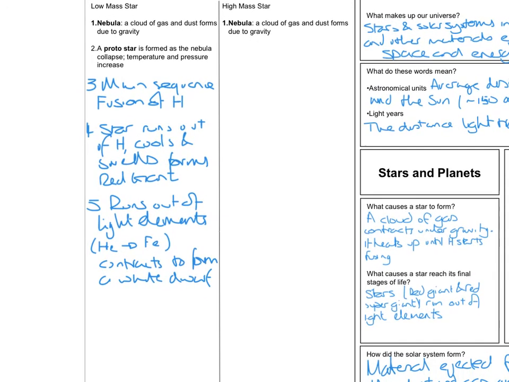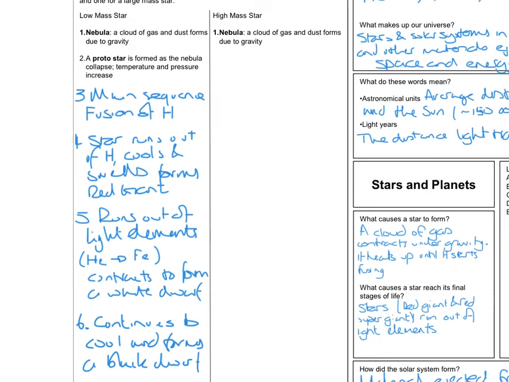Okay, as it continues to cool, it goes from being a white dwarf to a black dwarf. Continues to cool and forms a black dwarf. Okay, right, I'm going to change colour to red for the other star. You can pause that there and write those bits in.